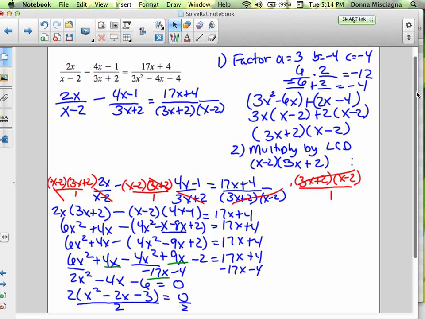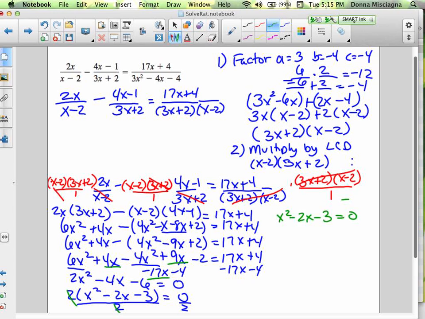So over here, we're going to factor that x squared minus 2x minus 3. And that's still 0. All right, so x squared minus 2x minus 3 equals 0. Multiplies to give us negative 3. Adds to give us negative 2. All right, that's going to be, let me squeeze that in here.